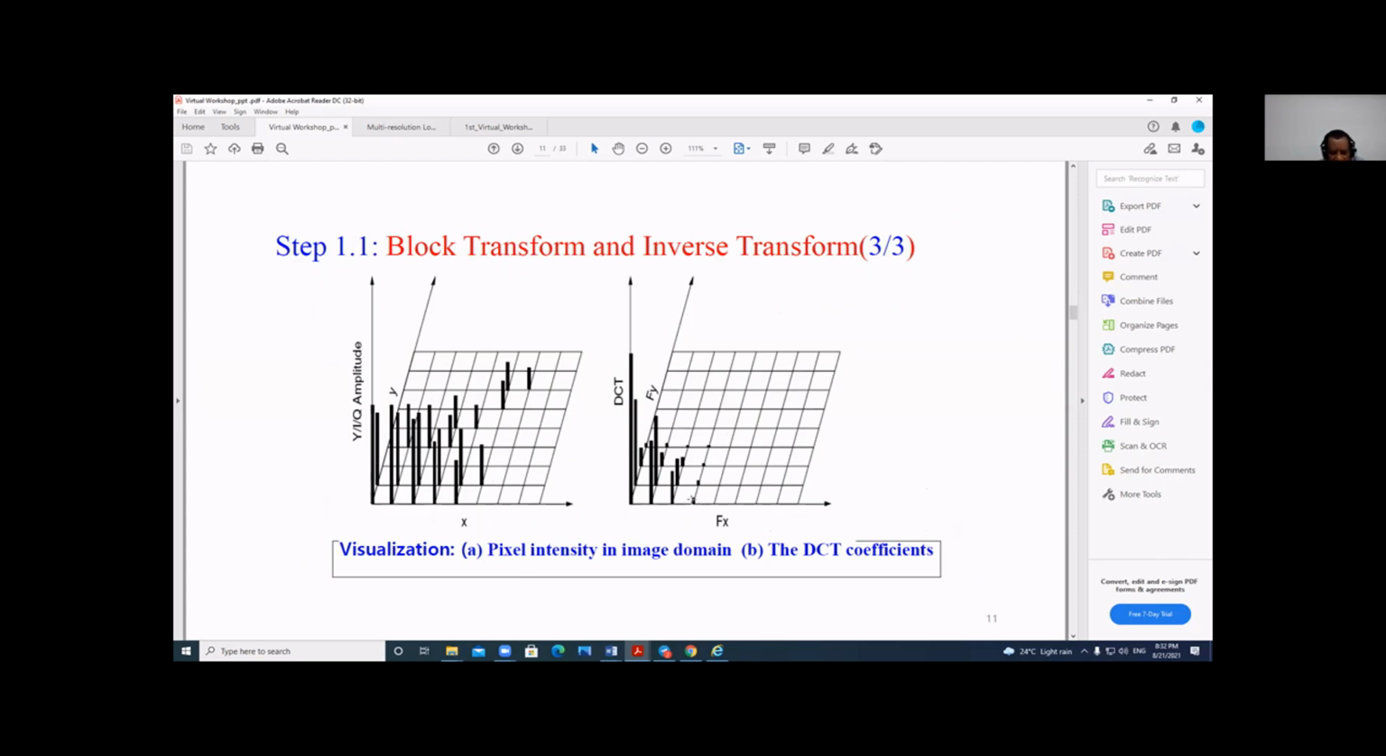A small value may be 3 or 4, because the intensity value is from 0 to 255. Minimum is 0 and maximum is 255 in an 8-bit grayscale image.